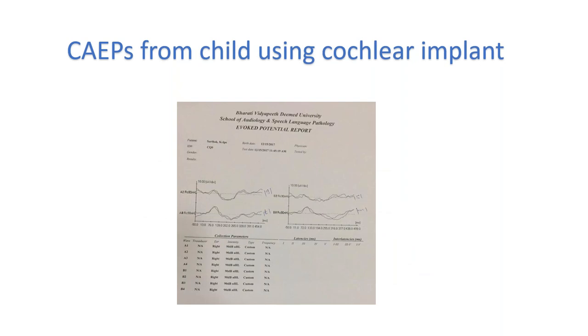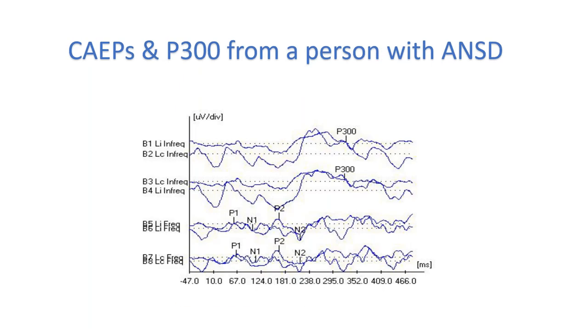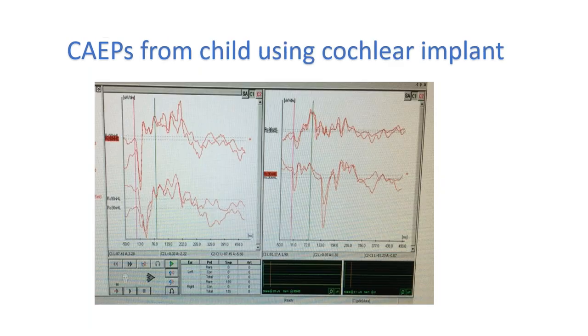We don't always get good waveforms like this. Sometimes we do end up with waveforms like this. Now, here in these cortical evoked potential waveforms, you can see that there are too many artifacts over there, induced by the CI.